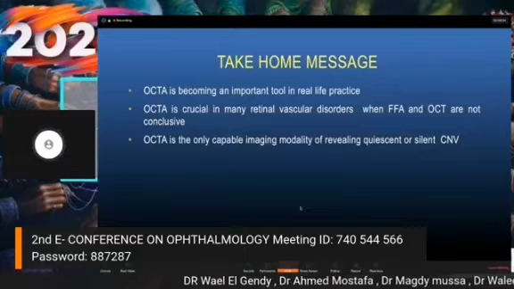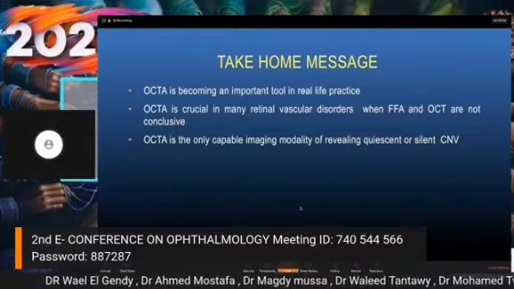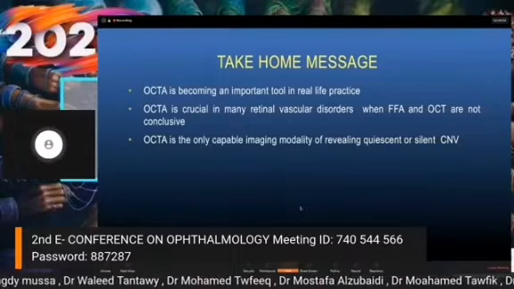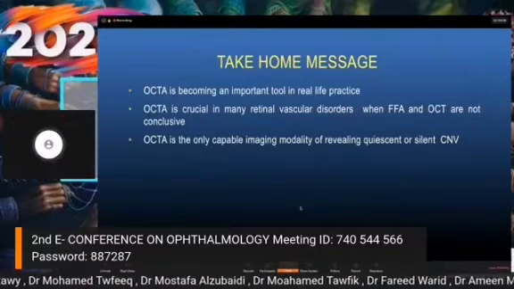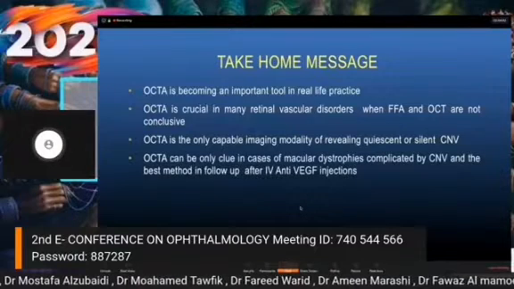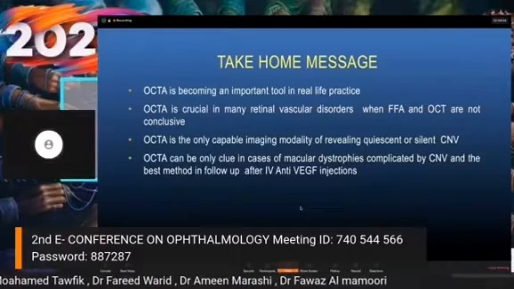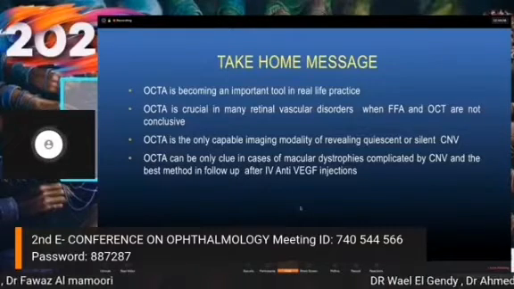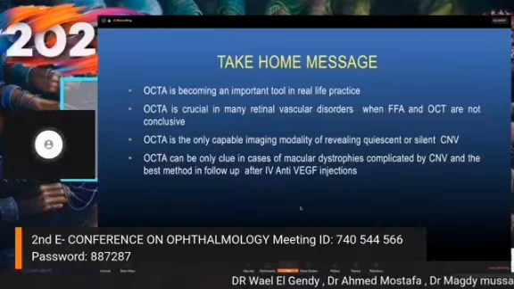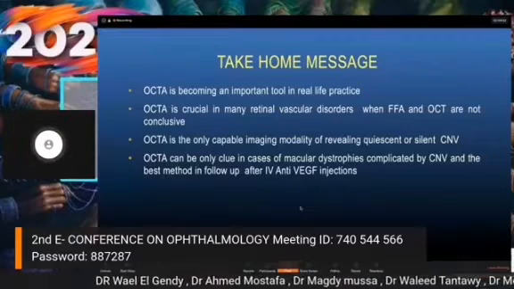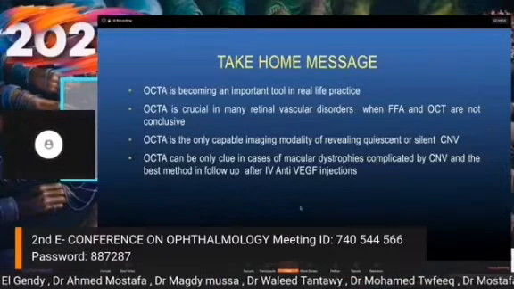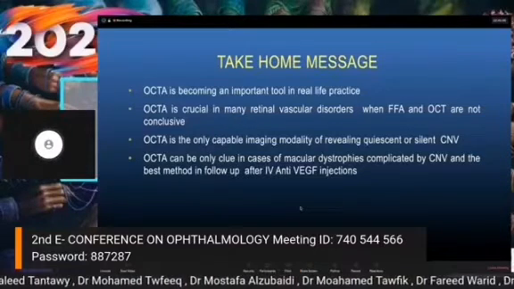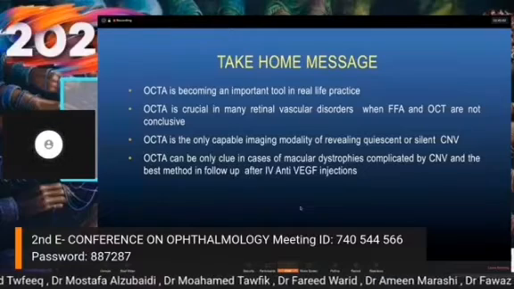We have to suspect CNV in the other eye of these patients, or sometimes they come out of the blue sky without anything except a flat and irregular RPE detachment. In any case like this, we should do OCTA, and it can be the only clue in cases of macular dystrophy complicated by CNV, and the best method of follow-up of these patients after repeated intravitreal injection. Not only structural OCT; we have to combine structural OCT with OCTA to make sure that the membrane is gone, because structural OCT sometimes is deceiving you and not telling you the whole story.